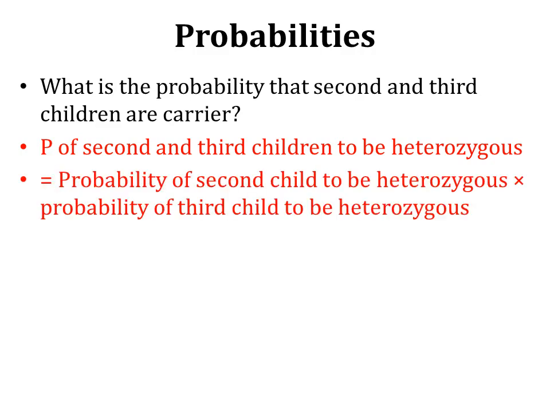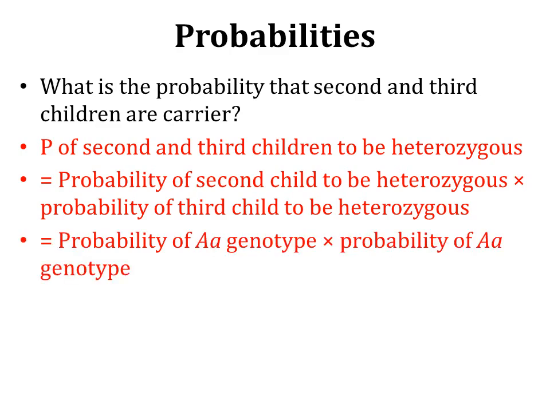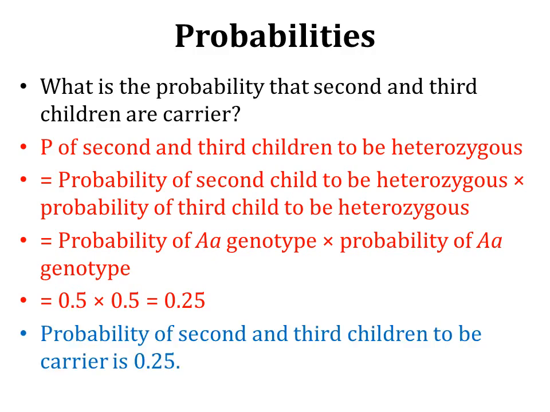So probability of second child to be heterozygous and probability of third child to be heterozygous. So we take the individual probability of a child to be heterozygous, and because we are talking about two consecutive events, we will multiply the individual probabilities of these two consecutive events. So probability of the heterozygous genotype into probability of heterozygous genotype. So this is 0.5 into 0.5, it is equal to 0.25. So the answer to this question is, probability of second and third children to be carriers is 0.25, right?